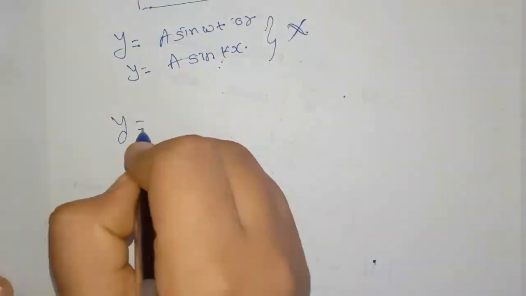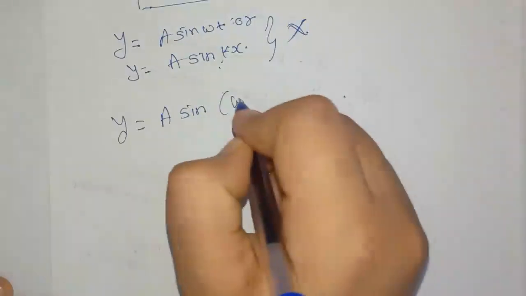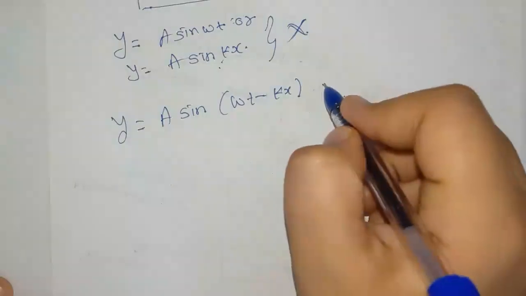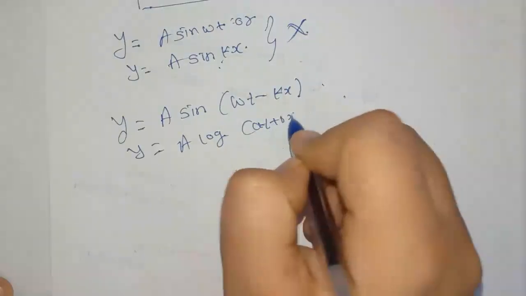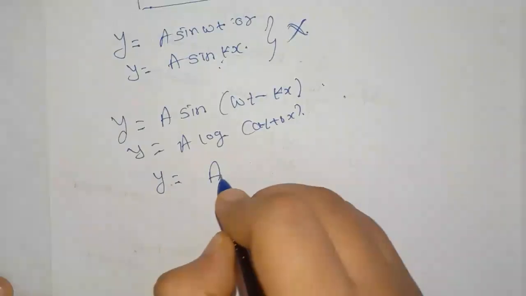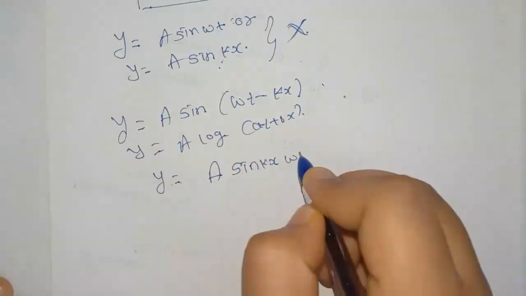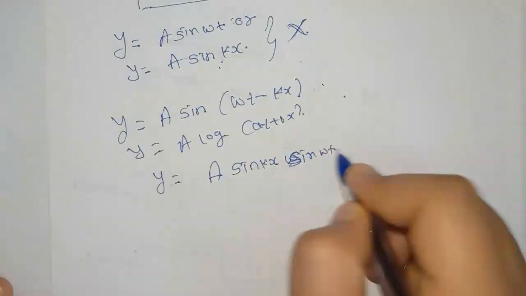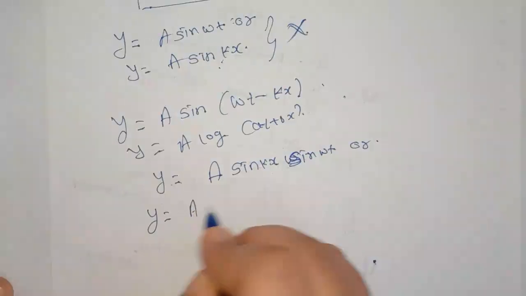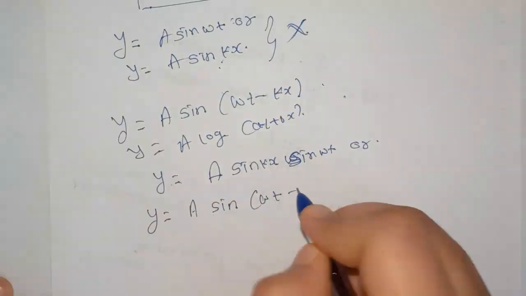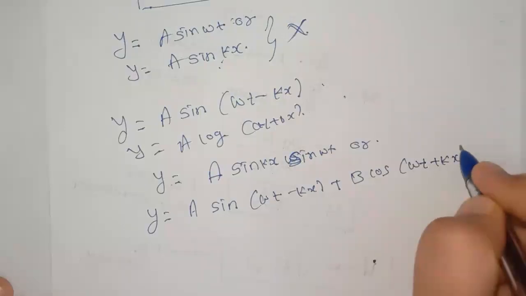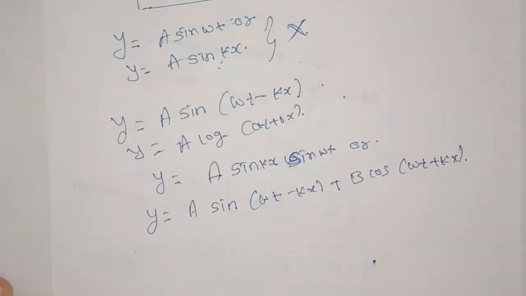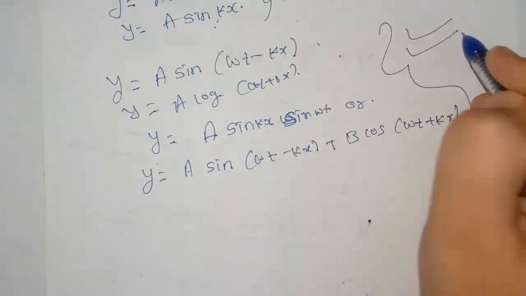But the functions y equals a sine of omega t minus kx, y equals a log of at plus bx, y equals a sine kx sine omega t, or y equals a sine of omega t minus kx plus b cos of omega t plus kx, all these equations will satisfy this condition, so they all represent a wave.